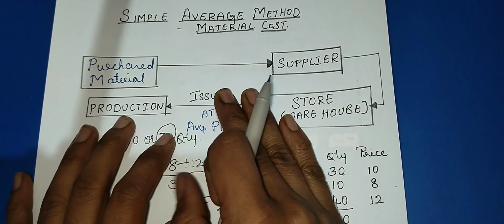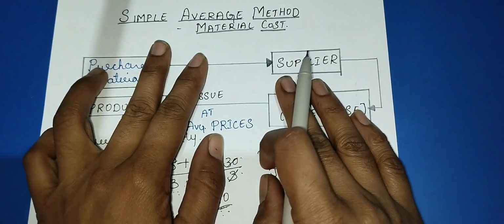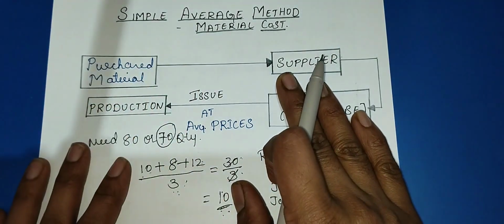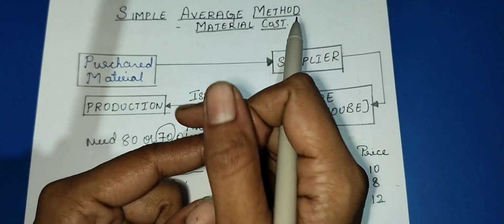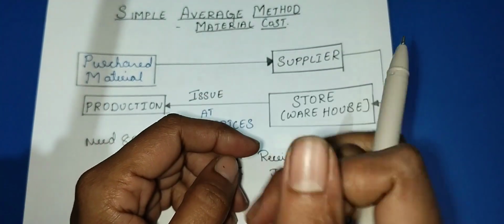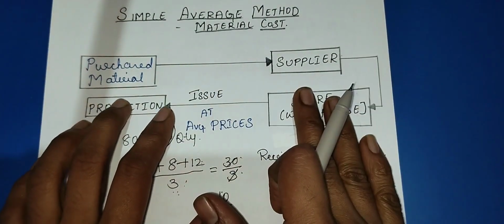I am Rajeshwari here. Today we are discussing the simple average method under the material cost. So let us understand what the simple average method is. In the previous classes, we understood other methods of material cost, that is LIFO and FIFO. If you have not watched them, please go and watch the previous videos.